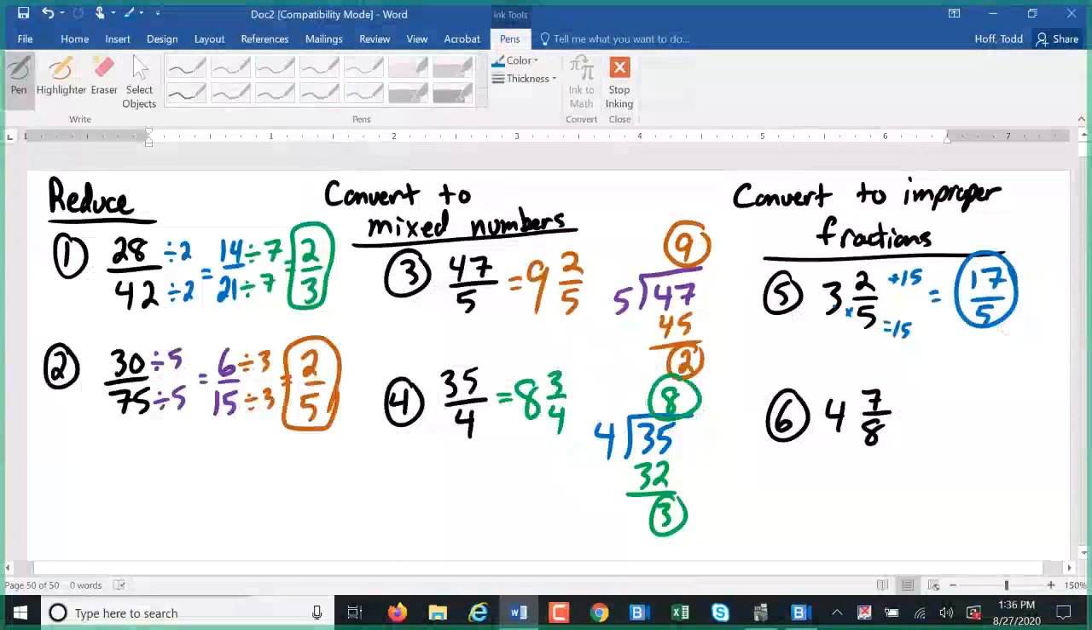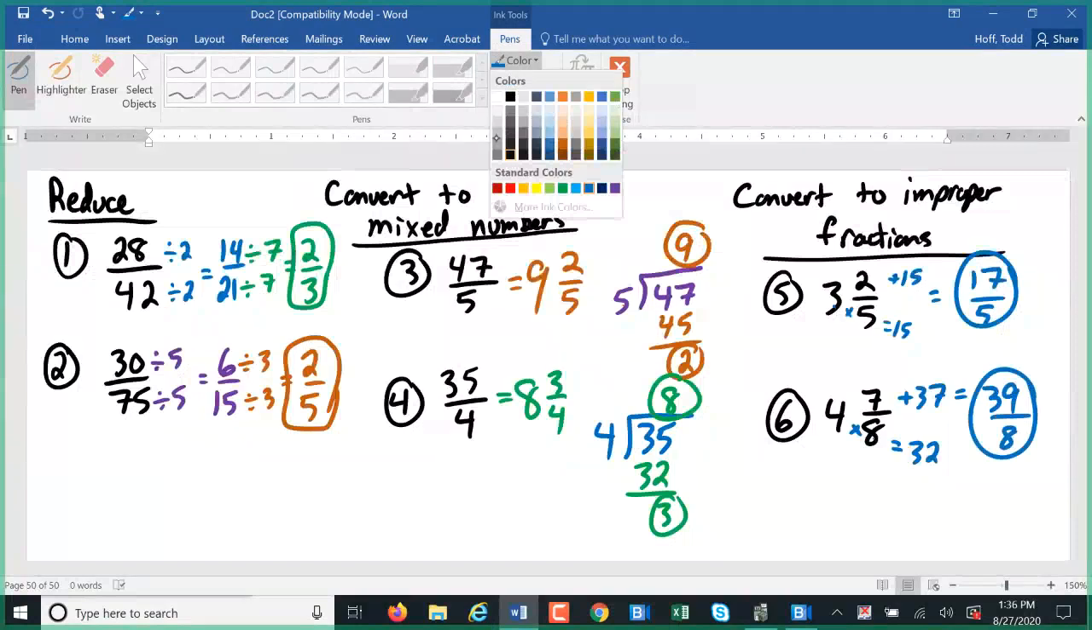4 and 7/8. Well, again, we take the 4 whole objects, we break it into pieces, we multiply by the denominator to get 32 pieces. Add that to the 7 that we already had. That's 39/8. Any questions on those couple?